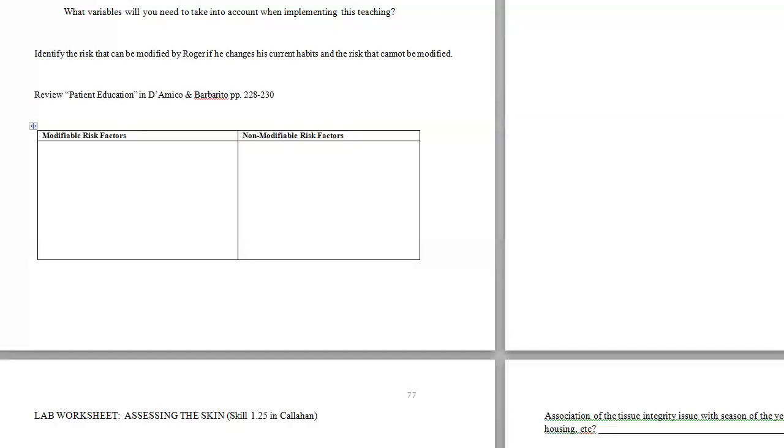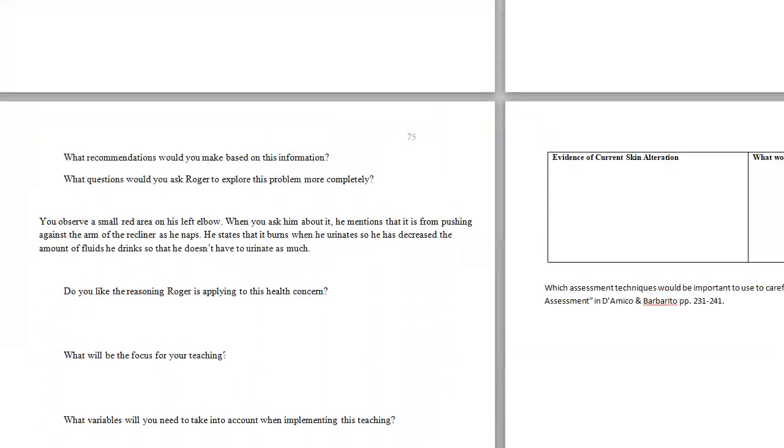And then, of course, evidence of current skin alterations. We have a red elbow, we have a reddened and tender rectum area, and poor hydration and decreased skin turgor. And what would you teach to correct the alteration? Encourage reducing pressure points, hygiene after toileting, and maintaining hydration. So those are some of the key points that we would probably look at as well.